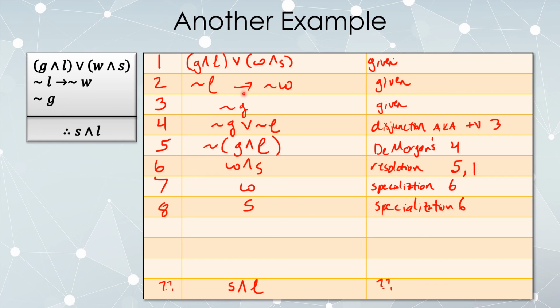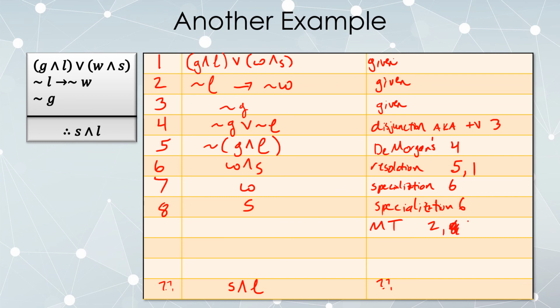Well, line 2 is a conditional statement. While there's other stuff we can do, most common would be to use either modus ponens or modus tollens. If I want to use modus ponens, I need to have the hypothesis. That would be L. I don't have L. If I want to use modus tollens, I need to have the negation of the conclusion. Well, the conclusion is already not W, so by a hidden use of double negation, the negation of that would just be W, which I do have. So we can use modus tollens between lines 2 and 8.